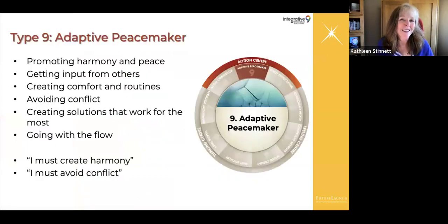Our nine then is our last type, and the nine also is in our action triad. And the nine is called the adaptive peacemaker. The nine wants to take action that will create the most harmony and the greatest good for the greatest amount of people and the least amount of conflict. And so nines are motivated to avoid conflict and to keep the peace.